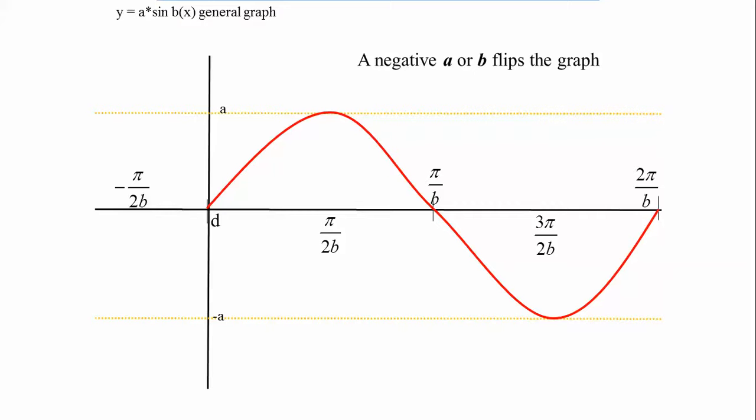I'll show you how to find these numbers in just a little bit, but looking at a graph in general, a sine graph starts at the origin, and a normal sine graph starts going up. The next point is the positive amplitude, then it goes back to the x-intercept, then the negative amplitude, then back to the x-intercept. That's a normal sine graph. Notice that if either A or B is negative, it will flip the graph upside down.